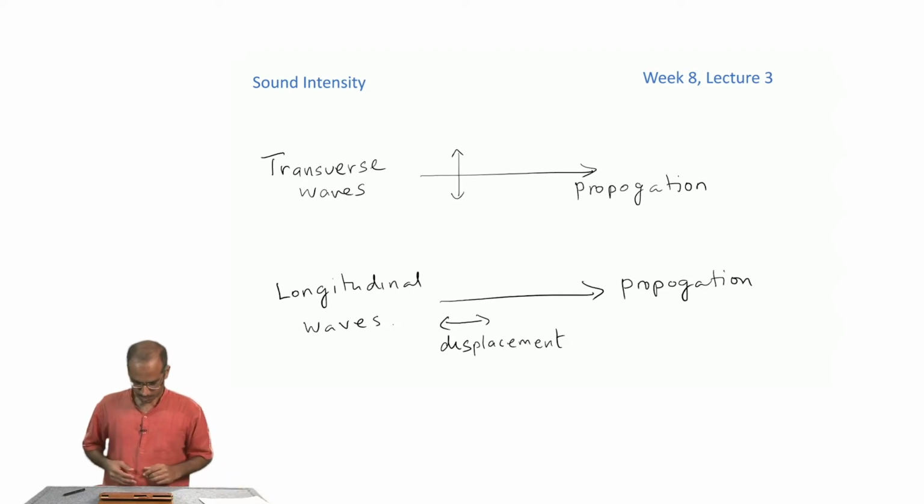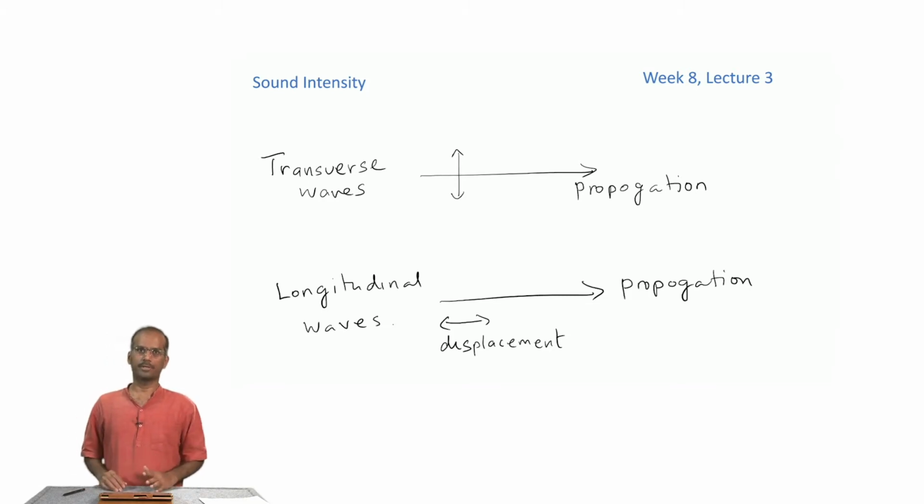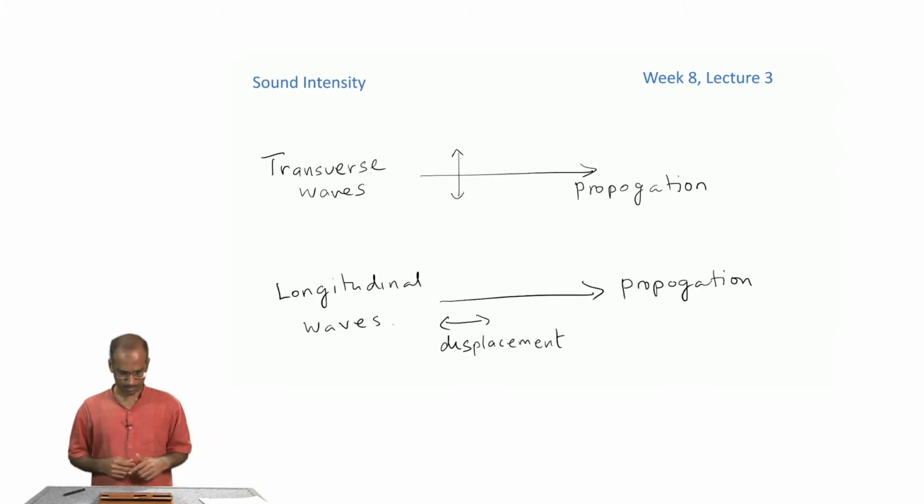As I have shown here in this slide, longitudinal waves, just to remind you again, are the ones where the displacement and the direction of propagation are in the same direction, or more correctly parallel to one another, as opposed to transverse waves where the direction of propagation and the direction in which the individual oscillations take place are perpendicular to one another.